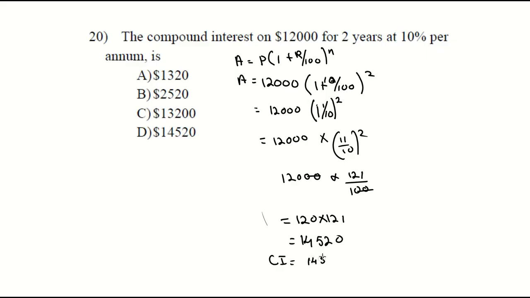Your compound interest is going to be the difference between your principal and your amount. So it would be 14,520 minus your principal of 12,000. You'll get 2,520, I believe, and that would be B. This is a lot of work, especially to multiply.